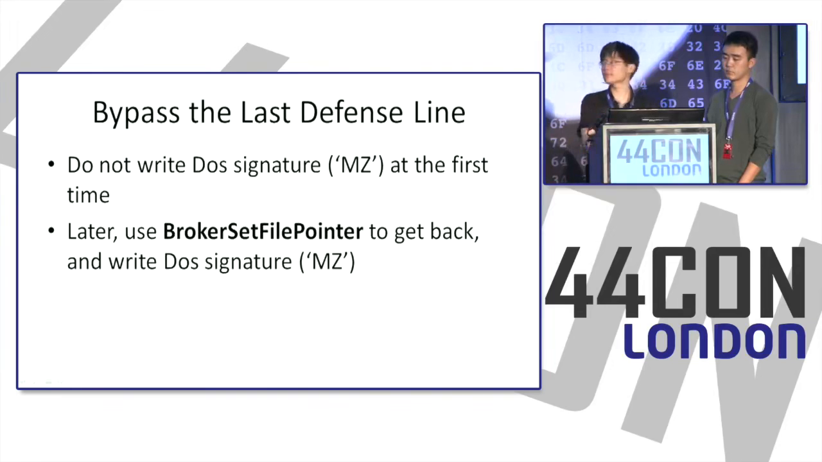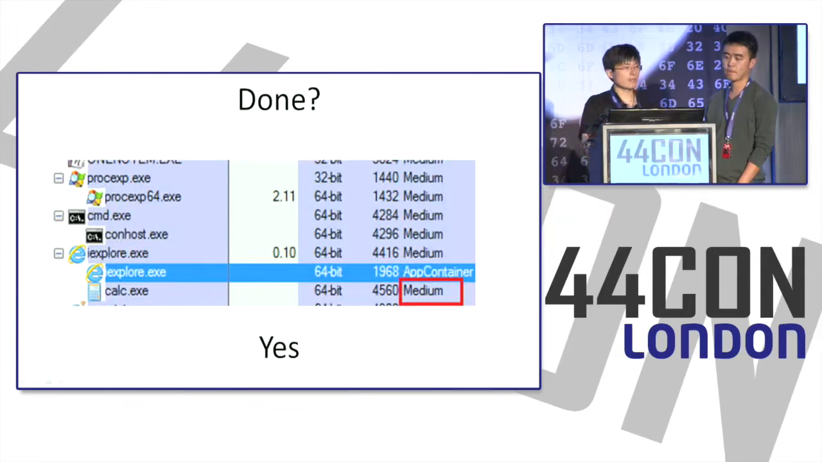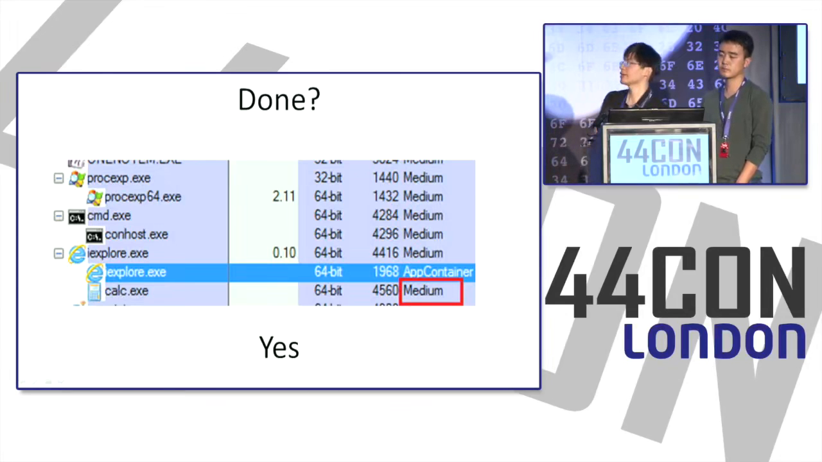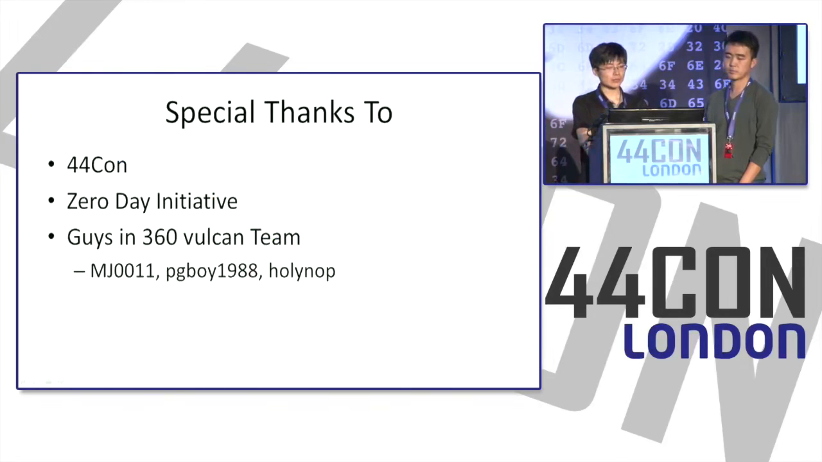So this is obviously a security bug in Adobe Flash Player. And combining all of this together, we are finally able to execute a medium integrity level calculator, and we finished the contest finally. So this is our content today.